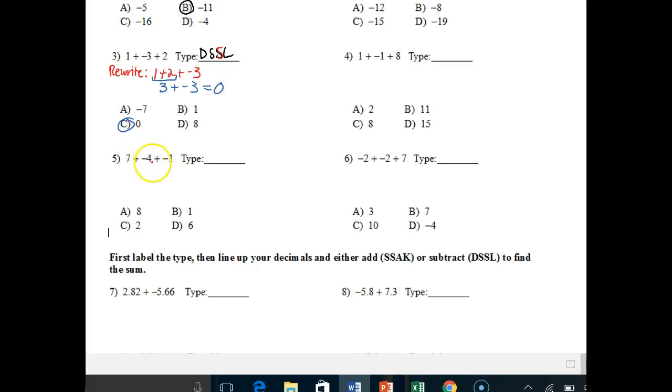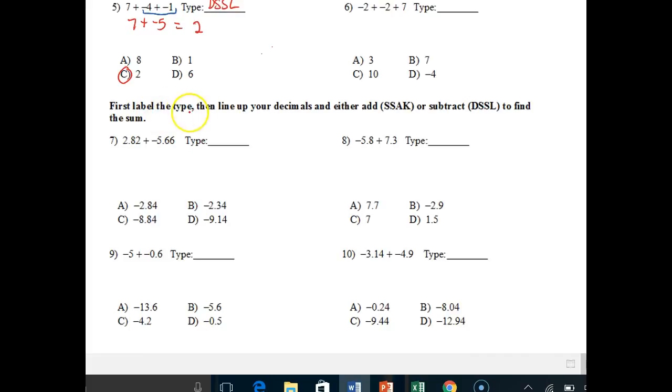So 7 plus -4 plus -1, DSSL again. In this case, I don't need to rewrite, but again, I can basically say, instead of doing 7 plus -4, then plus -1, make it easier on yourself. Do the SSAK part first, right? -4 plus -1 is -5. Now go ahead and say, okay, now I have a DSSL of 7 plus -5. Really, that's saying 7 minus 5. And my answer is going to be 2 because I have more positives than I do negatives.